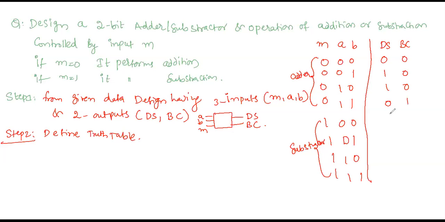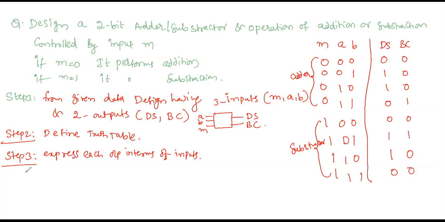Now 0 minus 0, both are 0. 0 minus 1, borrow 1, difference 1. 1 minus 0, difference 1, borrow 0. 1 minus 1, both are 0. Now step 3. Step 3 is: express each output in terms of inputs.